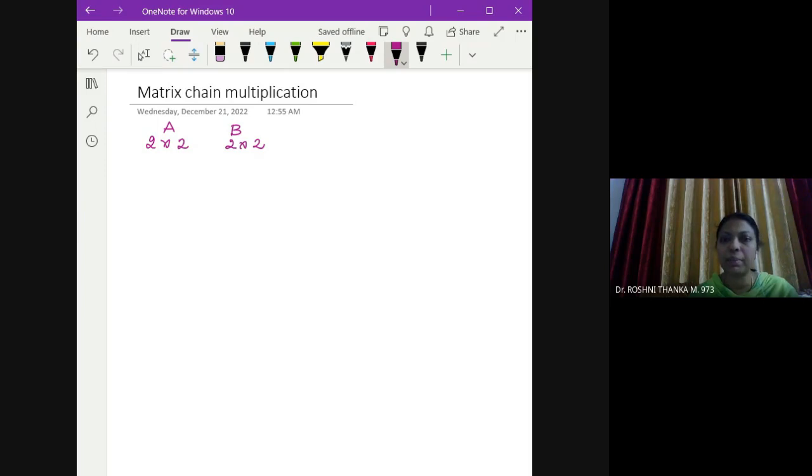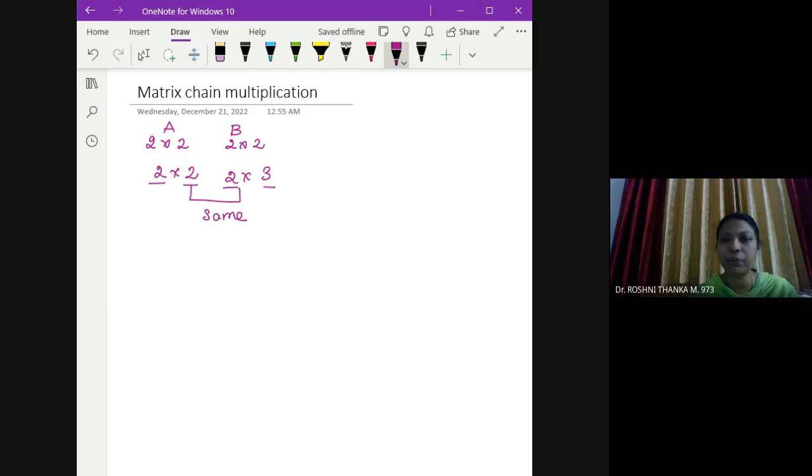Let's take another example. If A is of size 2 cross 2 and B is of size 2 cross 3. For A, the rows are 2 and the columns are 2, and for B, the rows are 2 and the columns are 3. If you want to multiply two matrices, we have to make sure that these two values are the same, which means the column value of A and the row value of B should be the same. Then only we can do the multiplication.